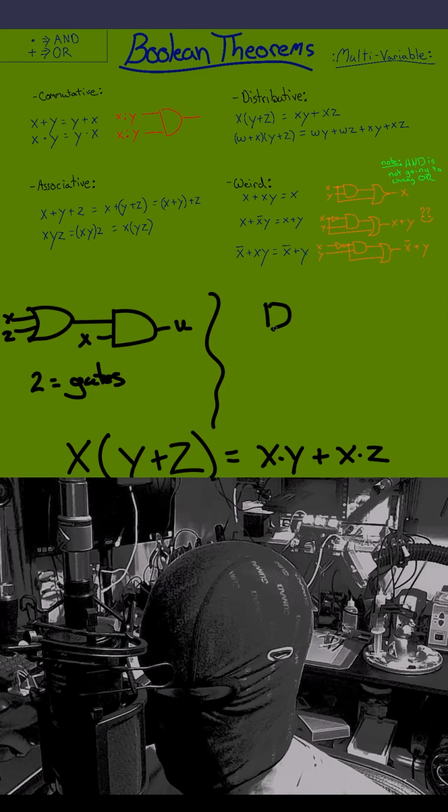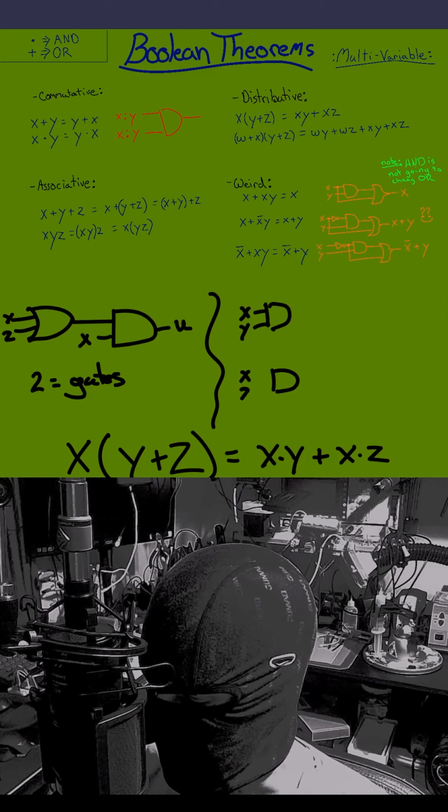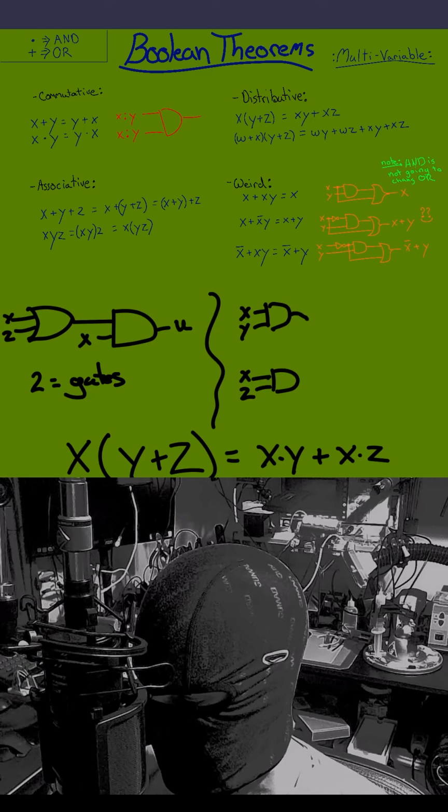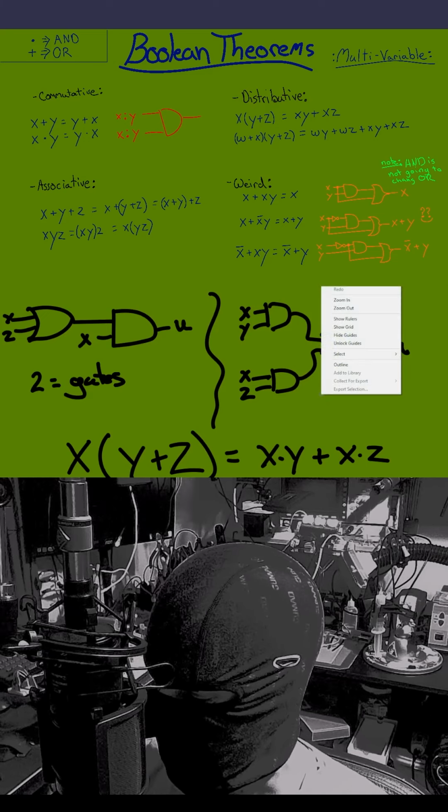We have 2 AND gates here, as we have x and y here, and we have x and z down here. And then both of these feed down into an OR gate to produce our result. Now here we have 3 gates.